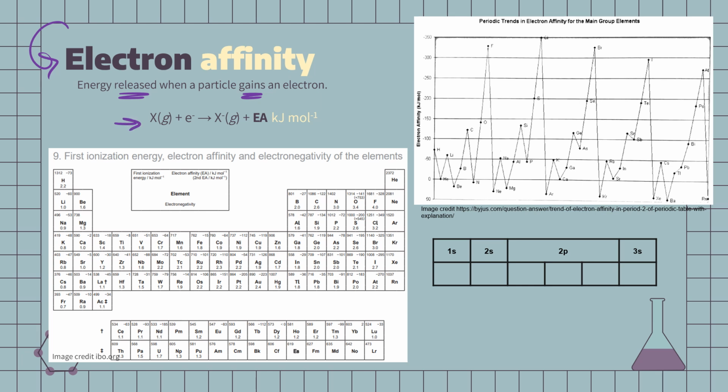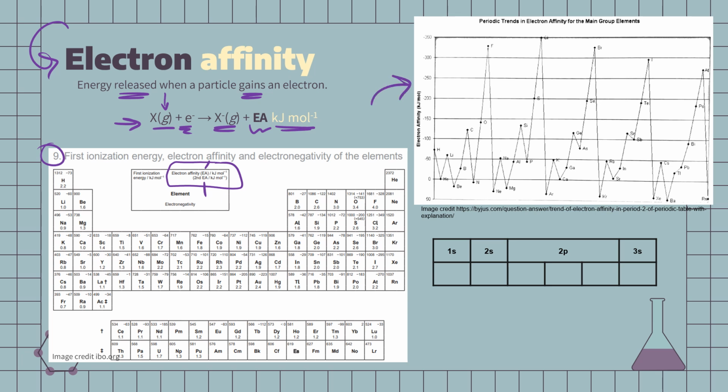We also can show electron affinity with this formula. We have our particle again in gaseous state gaining its electron, going to an anion. And then here is that electron affinity still measured in kilojoules per mole. Also given to us in table 9, it's going to be our top right number. We have electron affinity, and then second electron affinity is just going to be how much energy is released when a second electron is added.